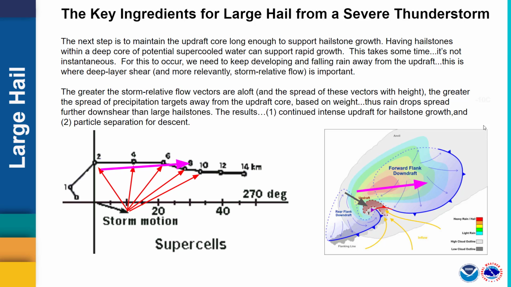It shows the pattern of storm relative flow vectors and shear vectors with height, which relate to the orientation of the storm and how precipitation is spread out down shear. This allows the updraft to remain intense longer, supporting large hailstone formation, and reduces the melting impact that occurs if the hailstones were to descend within a heavy rain shaft.